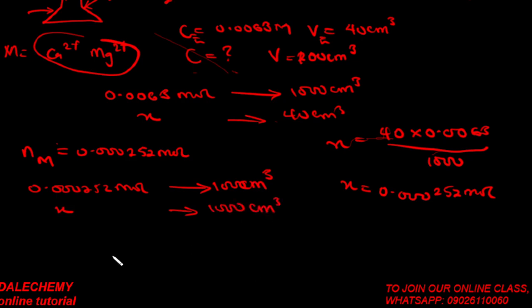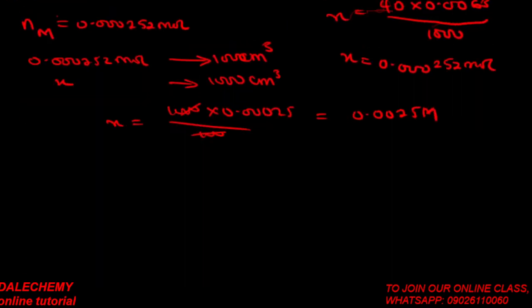That is their concentration now. So X will be equal to 1000 times 0.00025 over 100. So that will be 10, and X will be equal to 0.0025 molar now. So that's the concentration of the two metals in water.